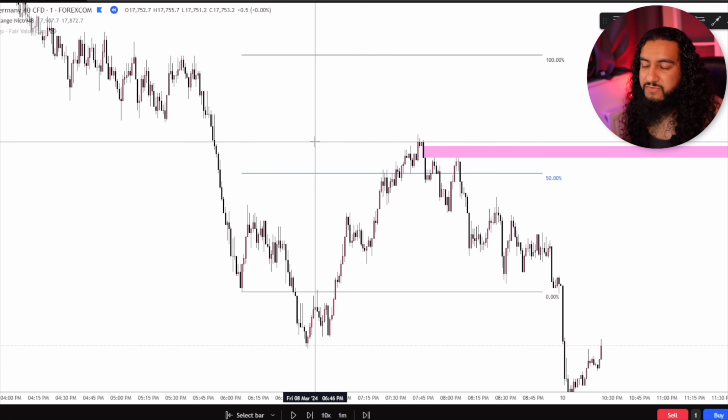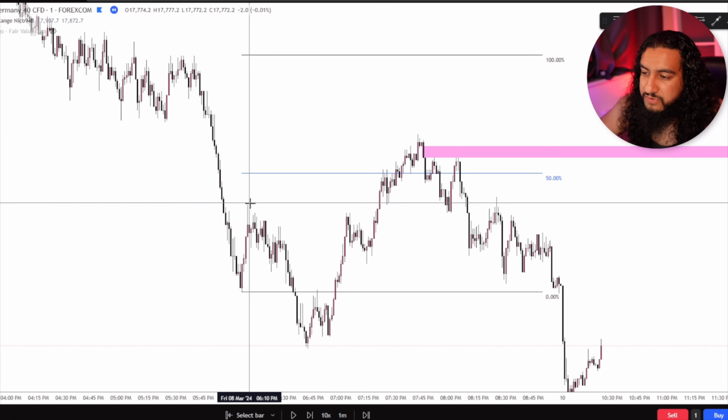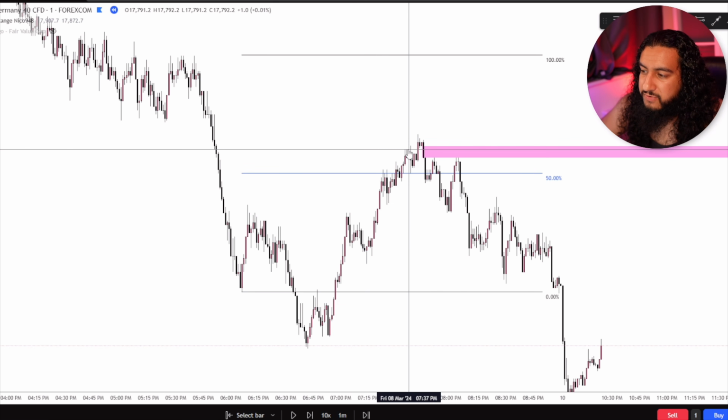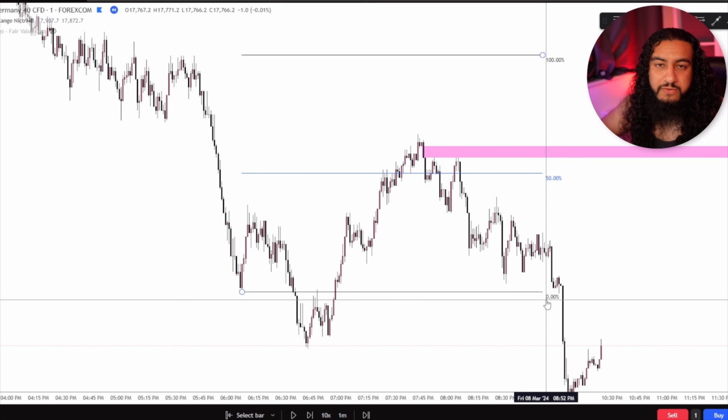Understand that premium and discounted regions are so crucial when it comes to market structure and understanding how to position yourself in the market, where to position yourself, etc. Understanding that this is just liquidity because we haven't retraced into a premium area is more than likely going to be taken out to finally get the actual move that you want it to present.